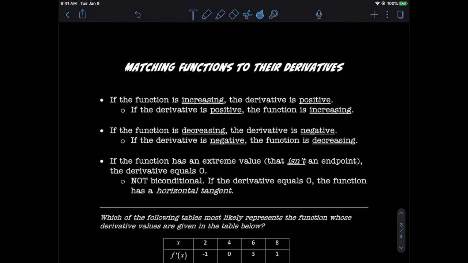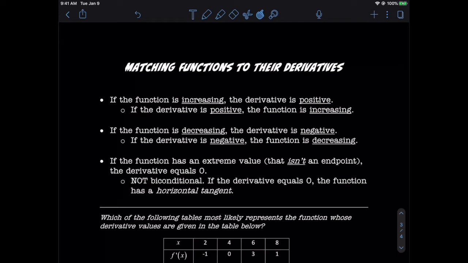Hello! Today we are going to be talking about matching functions to their derivatives given tables of values of function and derivative. These problems are always about matching. What you do is you analyze the table that you are given and then you assess the answer choices to see which one has all of the same expected characteristics.